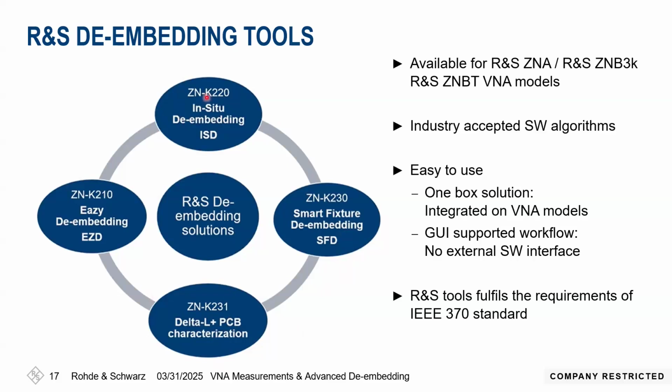These are all very nicely integrated in our VNA models, and there is no need to install any external software on the VNA or on the PC. It runs as integrated firmware, and you can measure the coupons, 2x through, 1x open, or 1x short. Or, if you have the S2P file, you can load it into these tools and measure your fixture plus DUT and get the results.